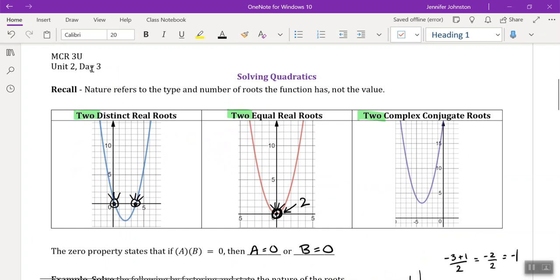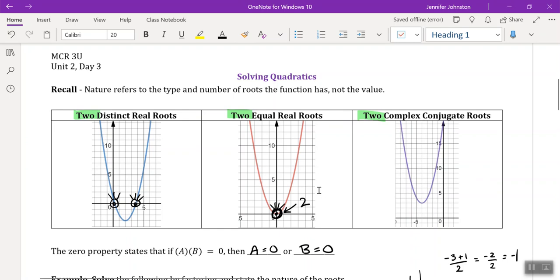Yesterday was day 3. We looked at 2 distinct, 2 equal, and 2 complex conjugate roots. Here we have 2 eyeballs, so 2 distinct real roots. We can see they're real, even if they're fractions, they're real. Their decimals are real numbers. Here we have 2 equal real roots. There's 2 of them that are kind of on top of each other. They're identical, right? So 2 equal real roots. And then here we have 2 complex conjugate roots, and it's kind of like up in the sky.